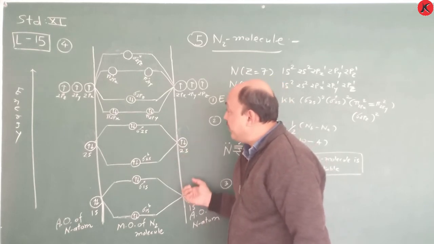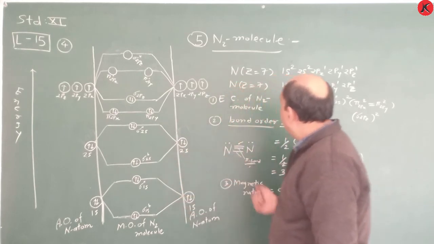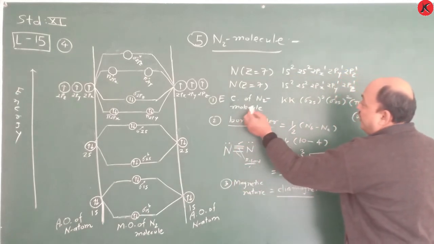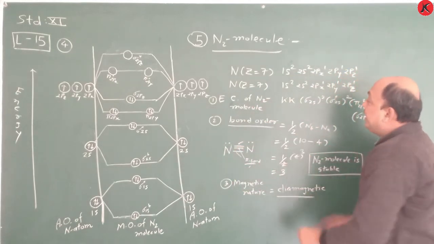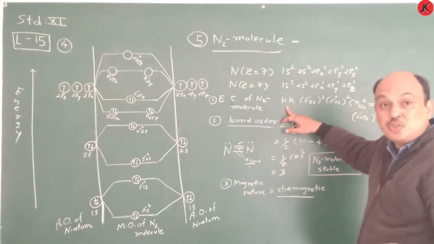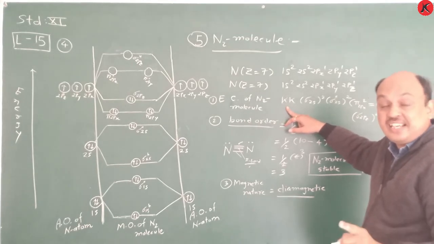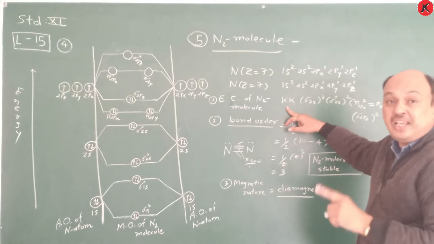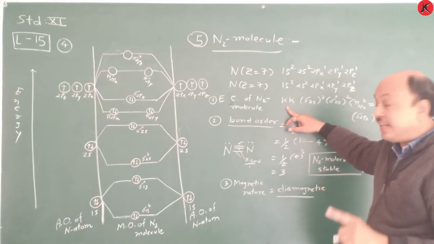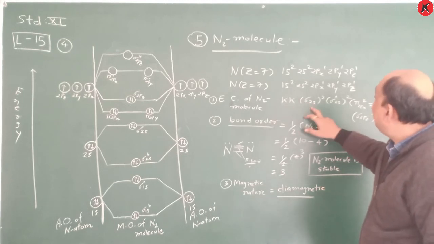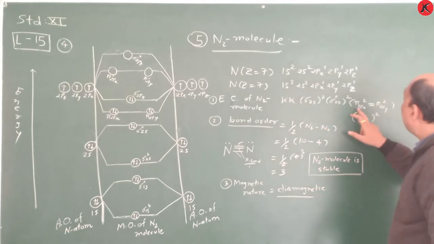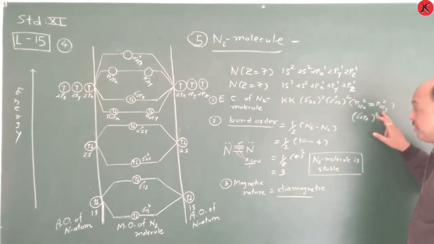Okay, 2 pi bonds are present, and the electronic configuration of this N2 molecule is KK. You know this one, KK means what? Sigma 1s2, sigma star 1s2. Okay, the K shell is there. KLMN you already learned in structure of atom. So KK, sigma 2s2, sigma star 2s2, pi 2px2 equal to pi 2py2 and sigma 2pz2.